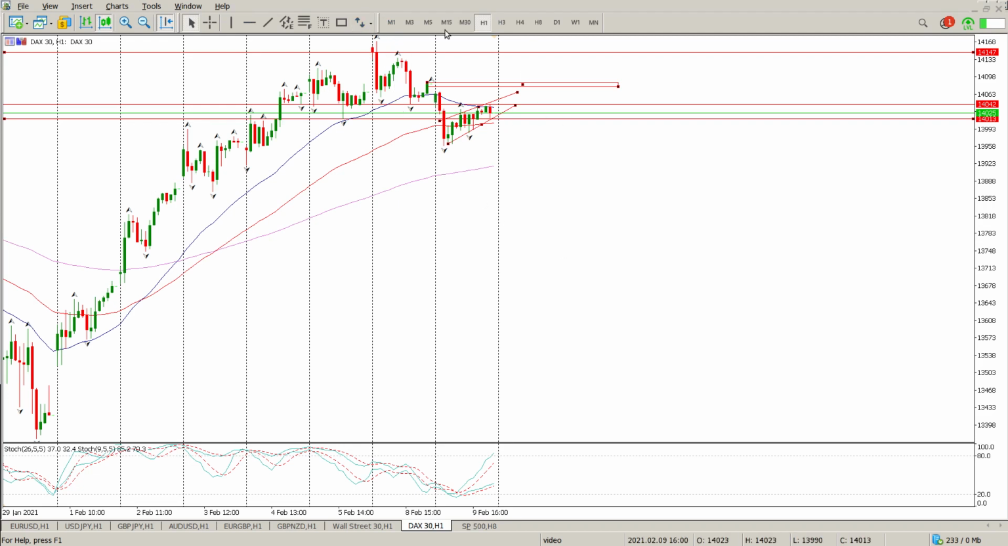It does look like a wedge forming, it does look like a channel forming, but I think I will wait and see what transpires today.